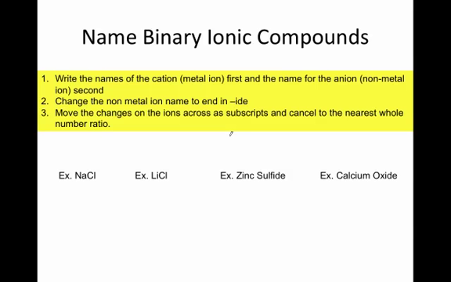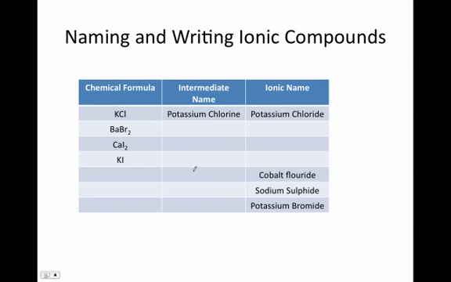So Co2+. And fluorine is F1-. Okay, so now the charges don't balance out to 0. So that means I need 2 fluorine to get 2- on this side, so it balances out. So I would write CoF2 to balance out the charges.